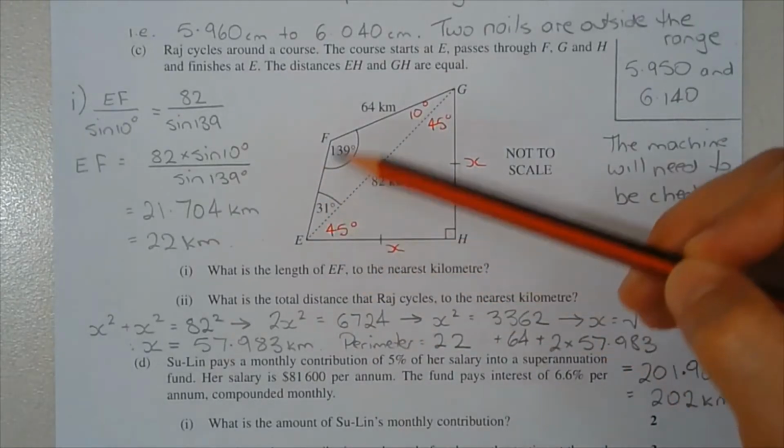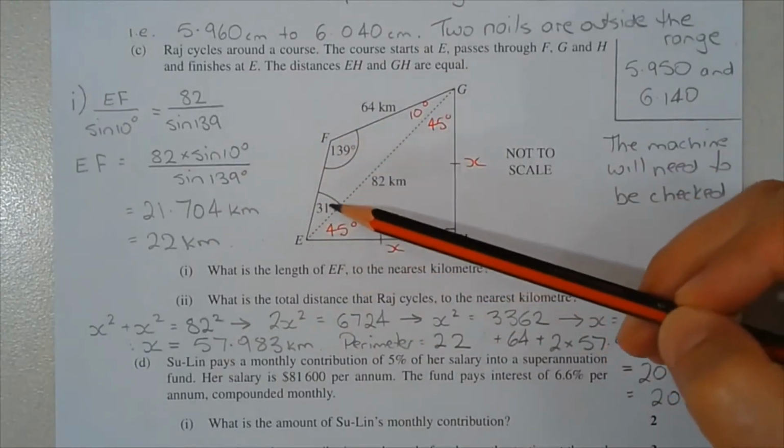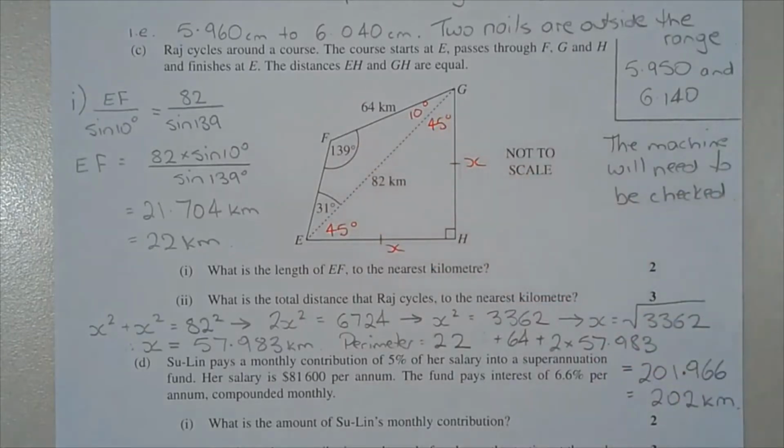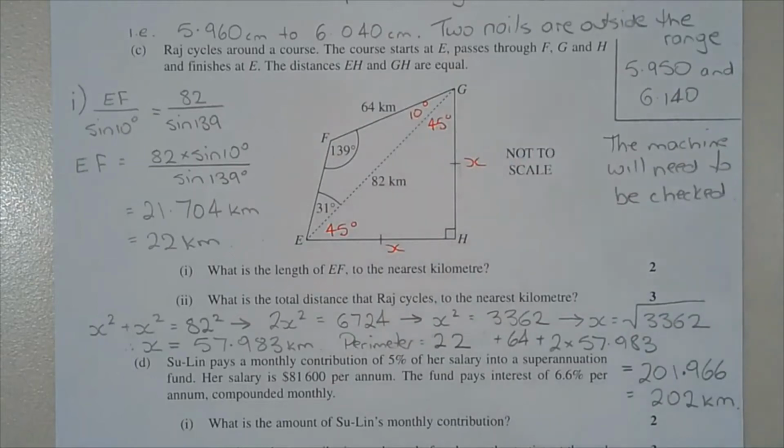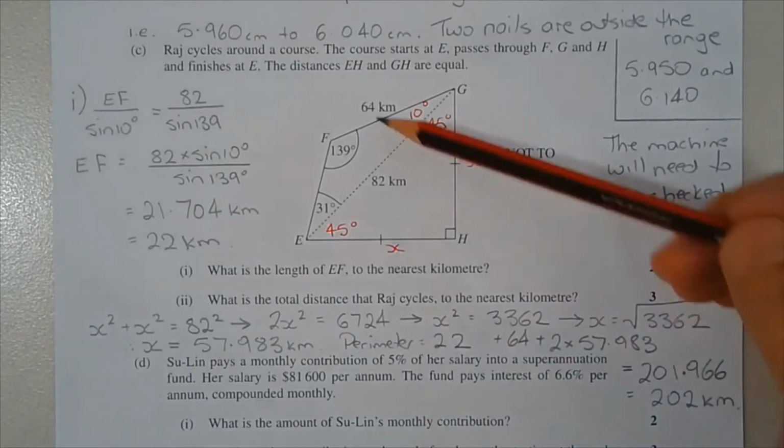Now to find length EF. We have all three angles known and two known sides. So the question is, do we use the sine rule or the cosine rule for sides? If we have two sides and an included angle, we can use the cosine rule. Or if we have known side-angle pairs, we can use the sine rule. In fact, either rule will work.